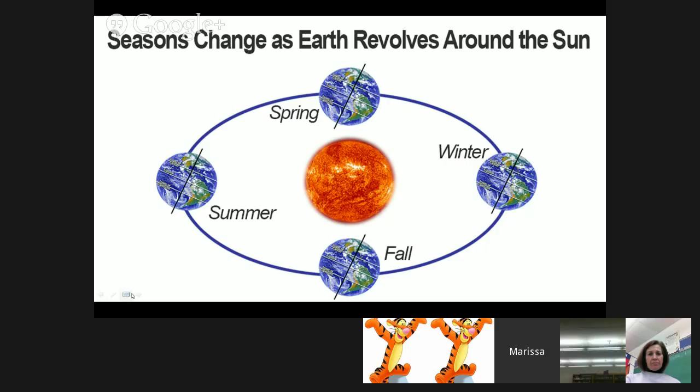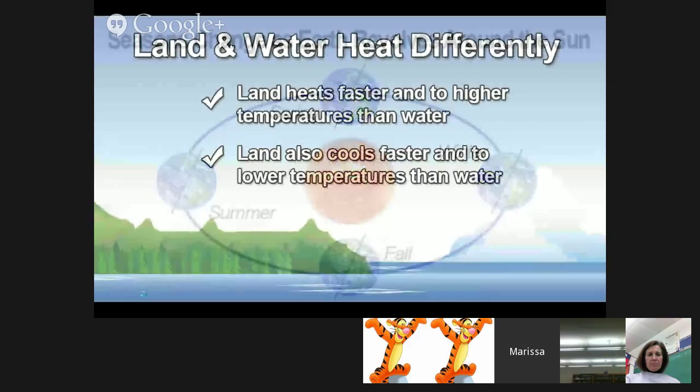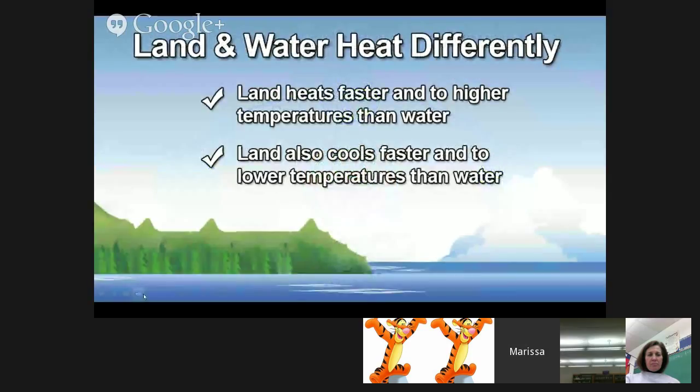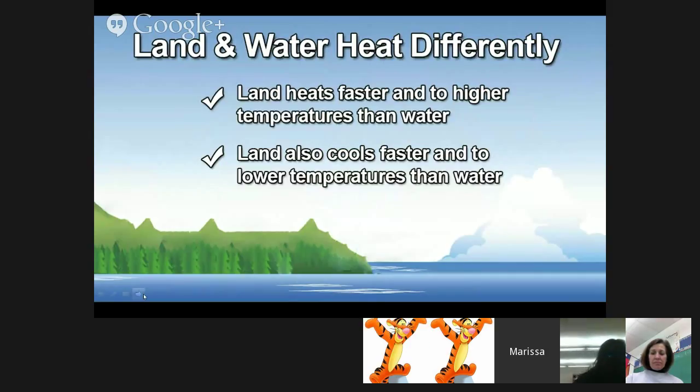What I'm talking about here is the way that land and water heat up. So let's take a closer look at heating of land and water. We're going to see that land actually heats up faster and reaches higher temperatures than water does. A perfect example is if you've ever been to the beach and you don't have your boots on, you're walking around on a sunny day.